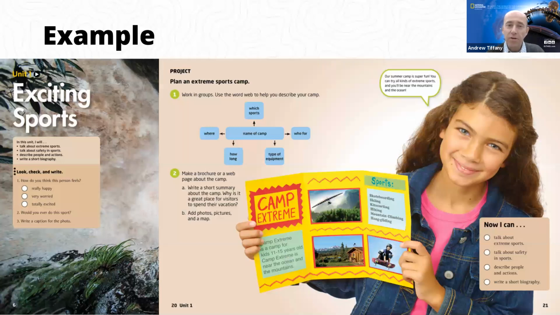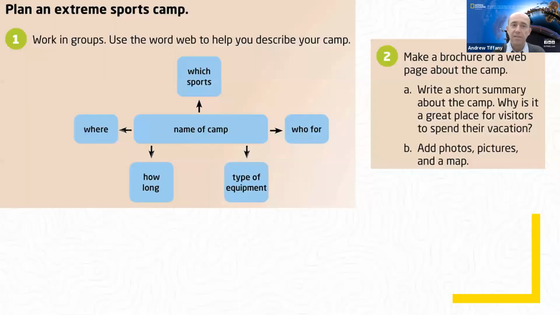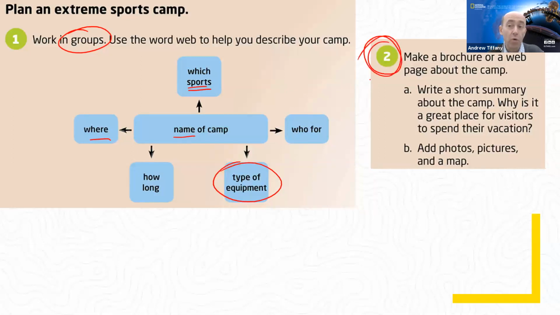And so what they do in this project is it tells them straight up front here, it says work in groups, right? Okay, this is not a solo project. You're going to work in a group. And they're going to develop some ideas around, okay, what's the name of our camp? Where is it? Which sports are included? What type of equipment do we need, et cetera. And what they have to do over here, it says make a brochure or a web page about the camp and write pieces and add in photos and a map and so on and so on.